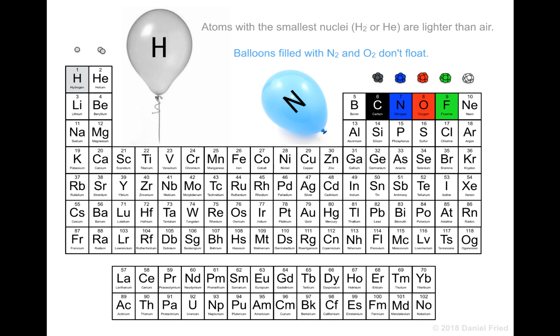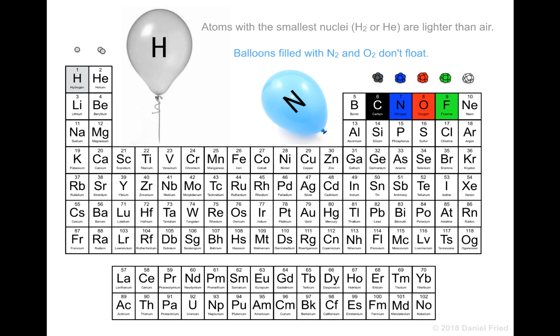What's going on with these balloons here, though? I like to do a little structure-function connection just to keep things going here. Why does a helium or a hydrogen balloon float, whereas a nitrogen or maybe an oxygen balloon doesn't float? Why is that? It's because of the size of the nucleus of the atoms. Hydrogen and helium have very small nuclei, which means that the atoms are very light, which means that they float on our atmosphere. They're lighter than our atmospheric atoms.